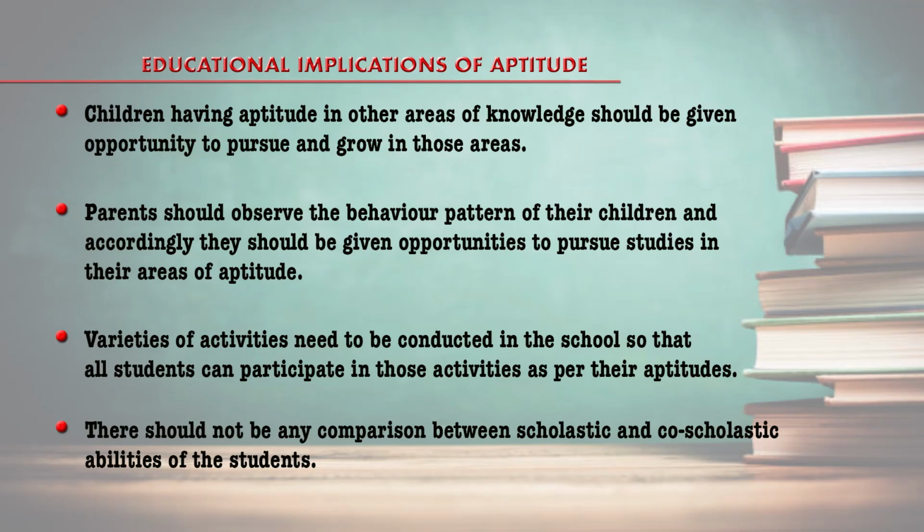Further, there should not be any comparison between the scholastic and co-scholastic abilities of students. Many a time we say scholastic abilities are comparatively more important than co-scholastic abilities. As per NCERT 2005, all co-scholastic abilities are also part of scholastic abilities, but this is the perception of parents, our community and society, that they focus mostly on the scholastic areas, these core subject areas. It may be mathematics, science, social science, or different types of languages.